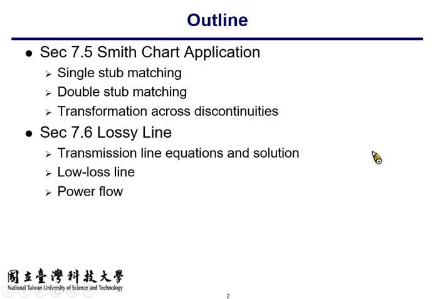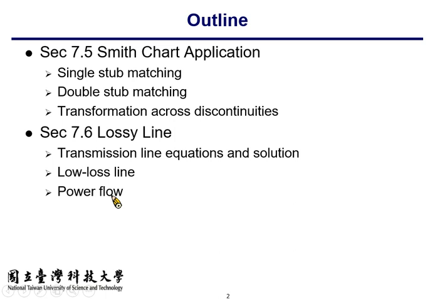Okay, in the third part of chapter 7, we will introduce Smith chart applications, which includes the single stub matching technique, double stub matching technique, and the transformation across discontinuity. And in section 7.6, we will discuss the loss in the transmission line.